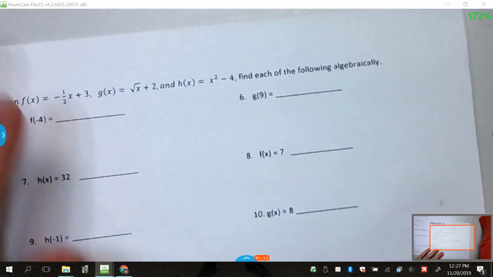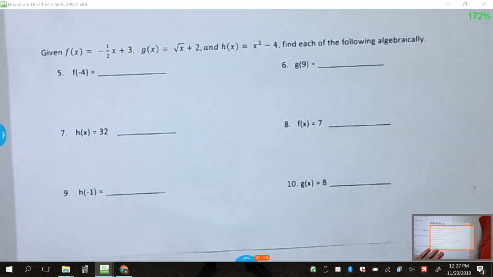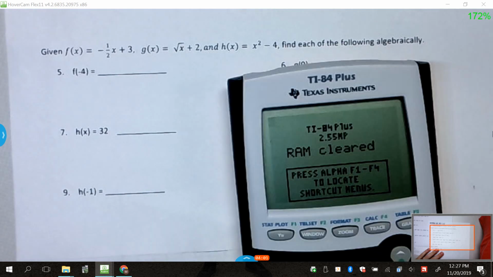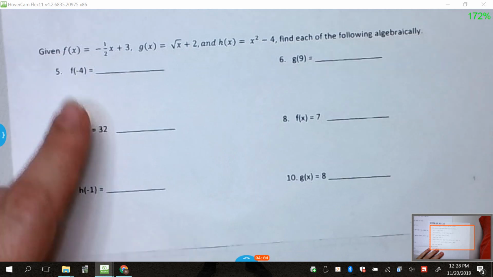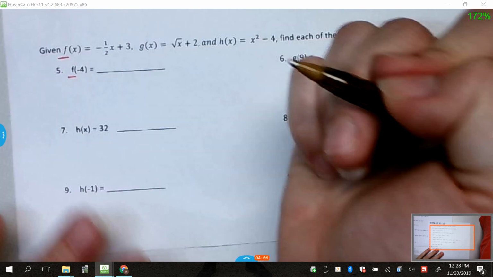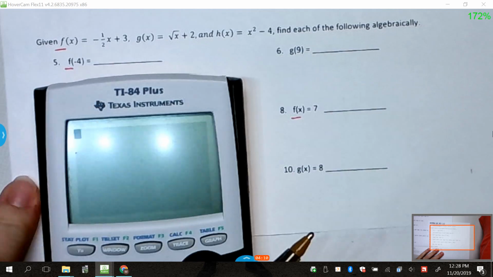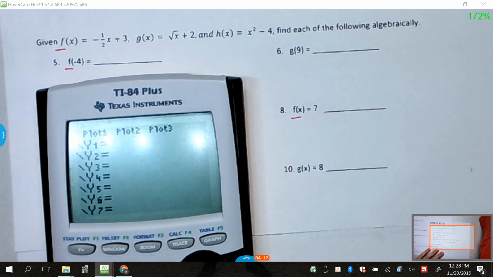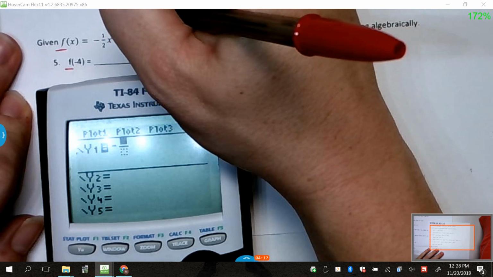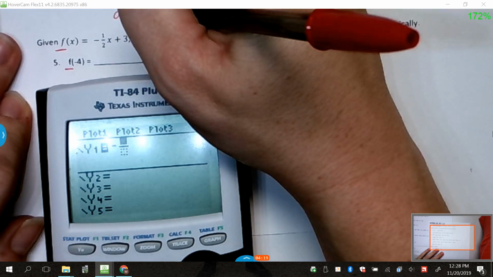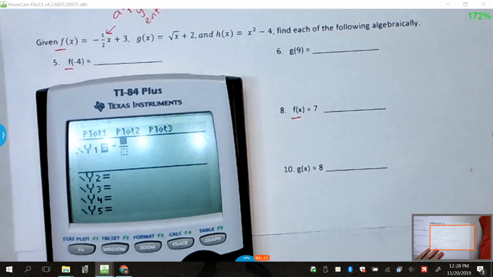Okay, so here I'm giving equations. This is where your calculator will come into play. Okay, so I want you to realize f of x, so f. So I'm going to do those two problems with the f of x equation. So I'm going to come here, do negative alpha y equals enter. Remember, that's what you do, alpha y equals enter, to type in a fraction. Okay, so 1/2 x plus 3.